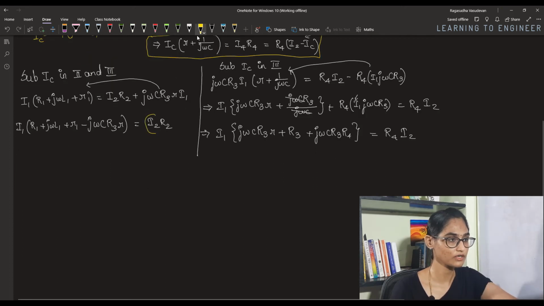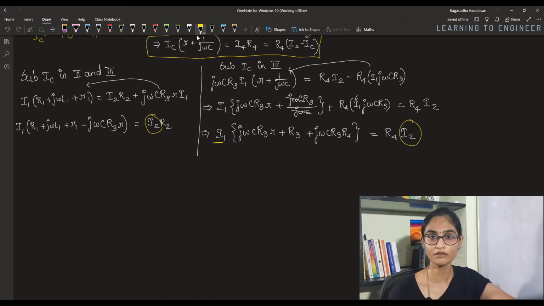If you observe, you will have I2 term in both these equations, and also we will have I1 term. So what can we do now? We have to eliminate one of these terms in order to find out the value of L1 and R1. So we will just find out the value of I2 from this equation and then substitute for I2 over here.